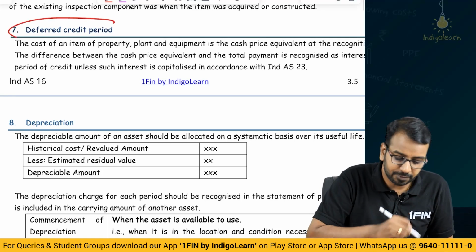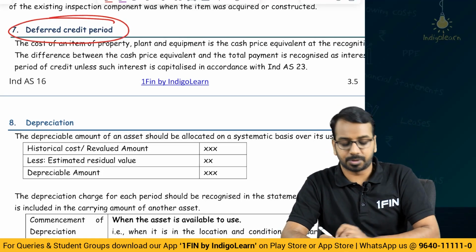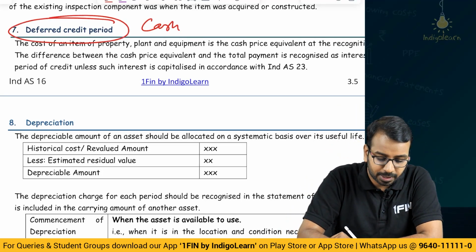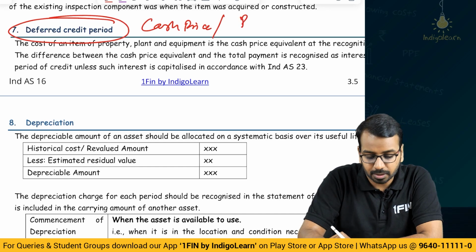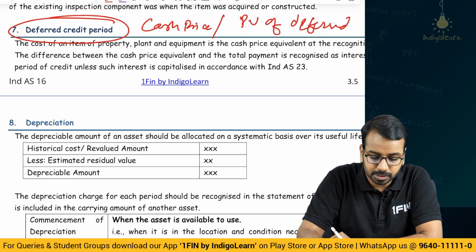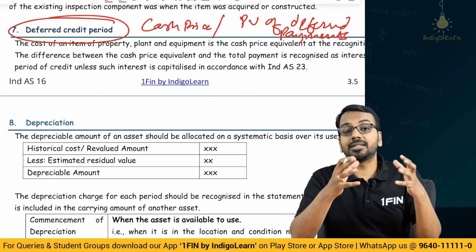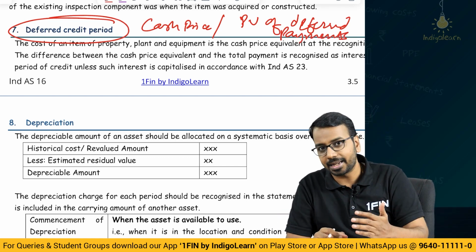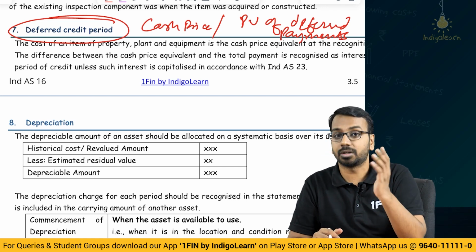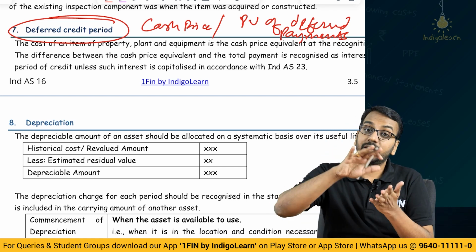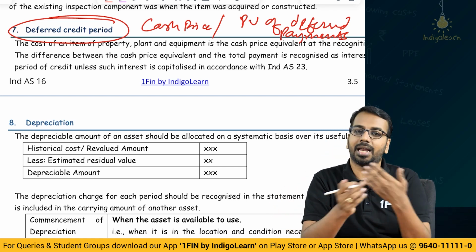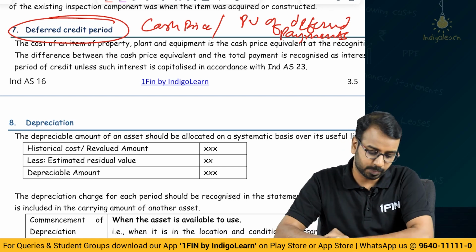Then, very important, if an asset is acquired on deferred credit terms, then you will take the cash price, or you will consider the present value of deferred payments. Sir, what about the difference? The difference is considered as interest expense, or it is considered as a part of your borrowing cost. And as per Ind AS 23, if it is a qualifying asset, then you will add it to the asset, otherwise you will just expense it off.